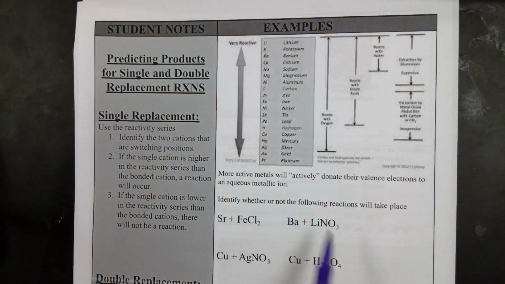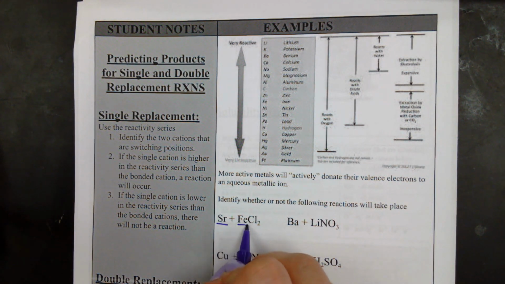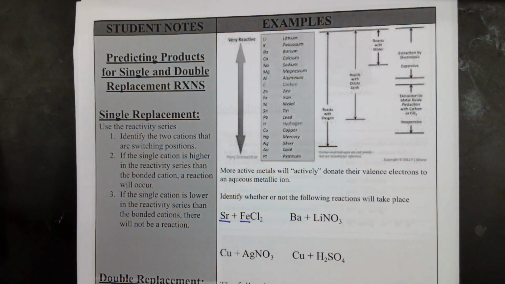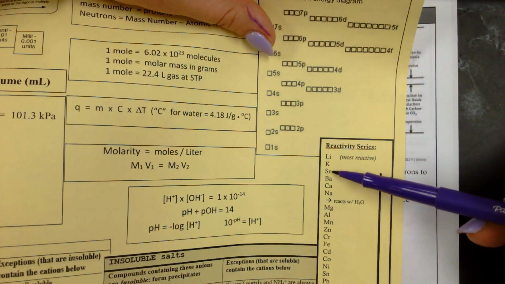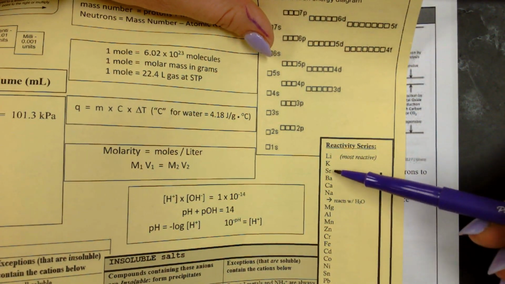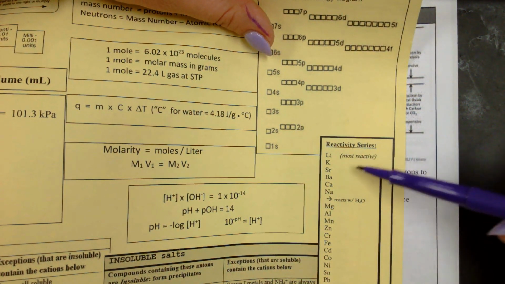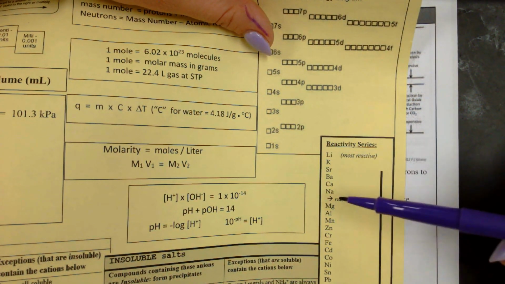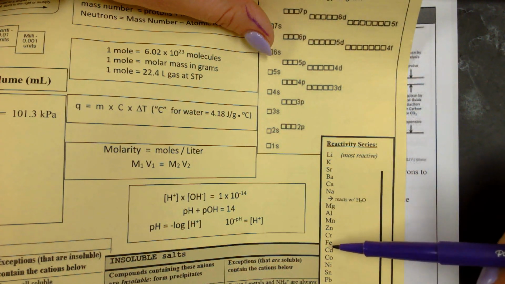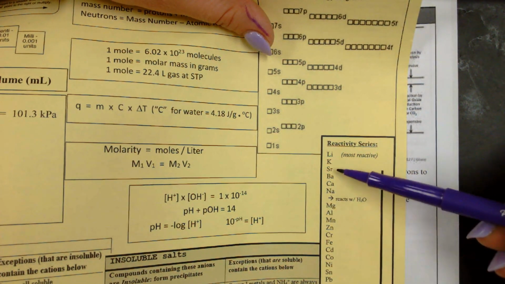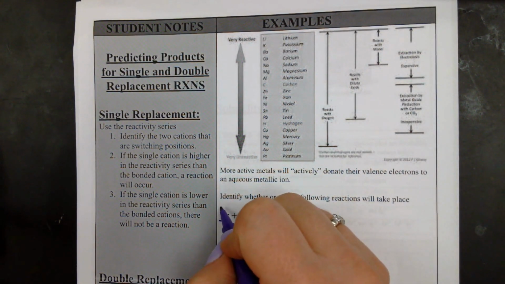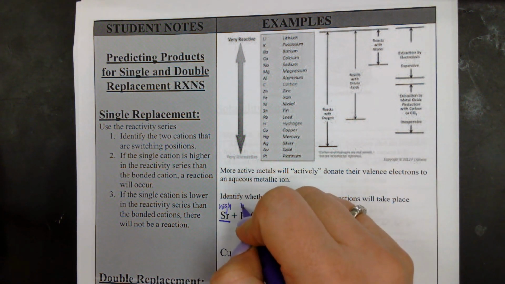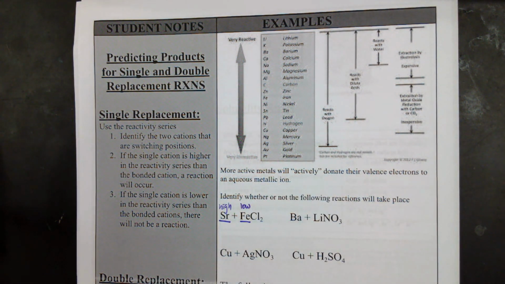So if I look at this example right here, I have strontium and I have iron. And I'm going to look at this diagram right here, and I'm going to locate strontium and I'm going to look at iron. Strontium is higher up in the series. It's on the most reactive side of the spectrum. So here's strontium and here's iron. Iron's in the middle. So who's more reactive? Strontium is more reactive than iron. So I'm going to write high right here so that I know strontium is more reactive, and I'm going to write low right here so that I know that iron is less reactive.